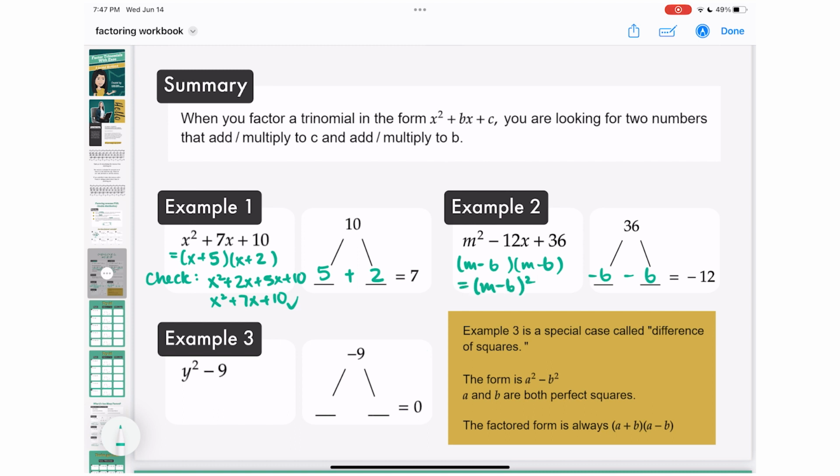Our third example doesn't have a b term at all, but you can think of it as if the b value is just equal to 0. In order to multiply to a negative c value, one bracket must be negative, one bracket must be positive, and when we add our two factors together, our result is 0. So here's our factored form.